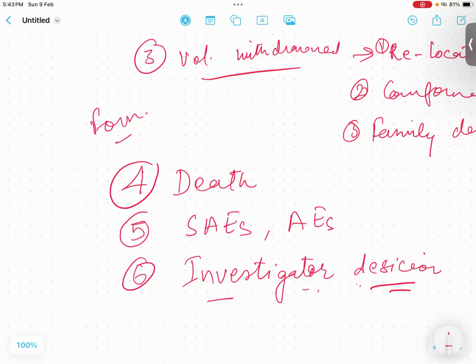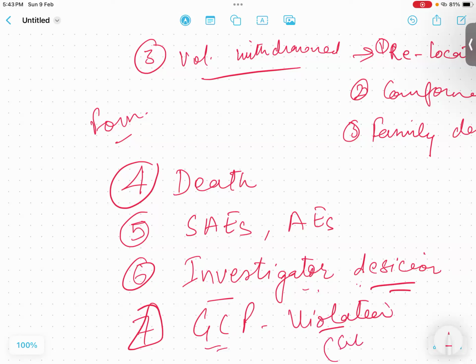I have shown you clinicaltrials.gov, there you can see as well, right? Loss to follow up, death, investigator decision. Or there is one more, GCP violation. You have not followed the GCP. If a particular site has not followed the GCP, they are not including these patients in the analysis. So these can be the reasons for a patient discontinuation.